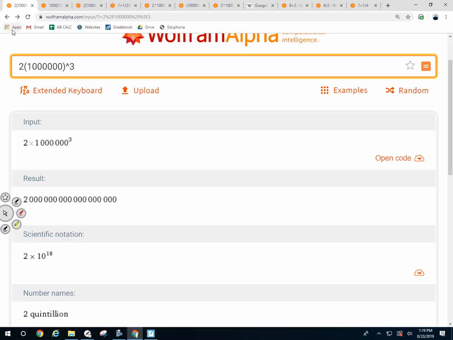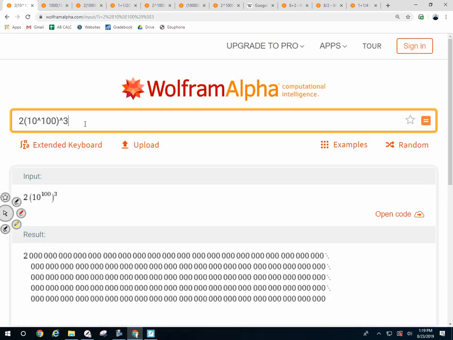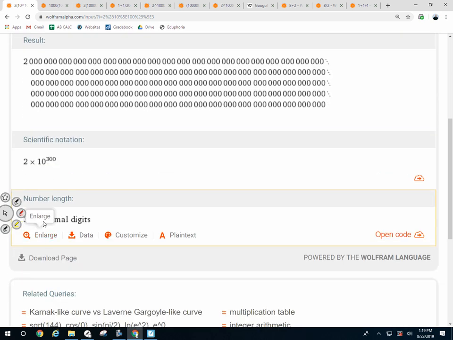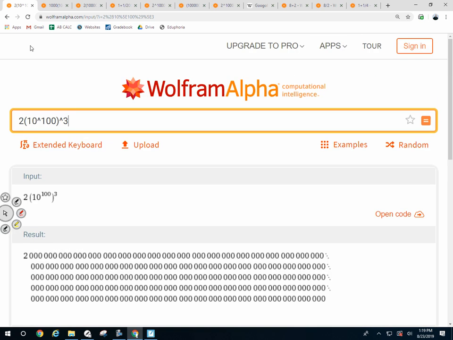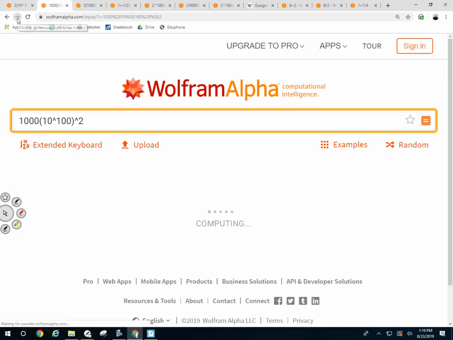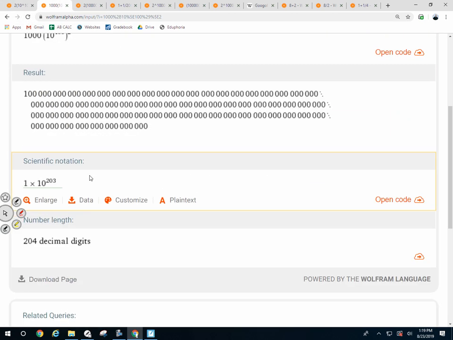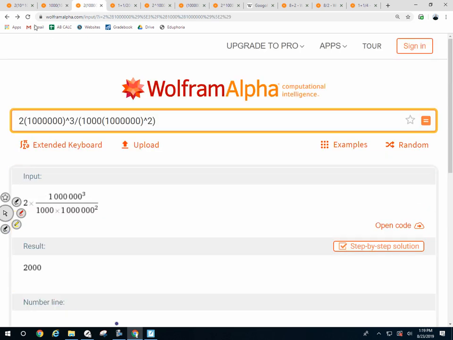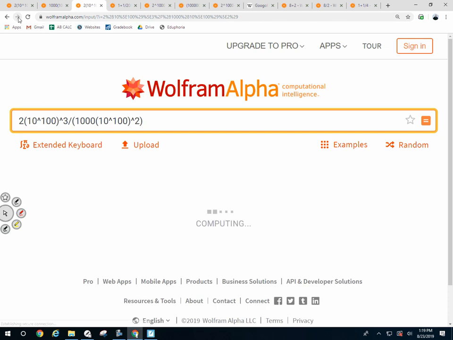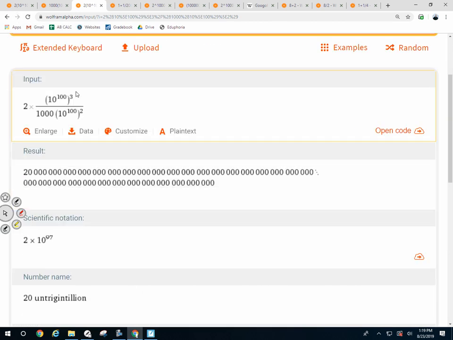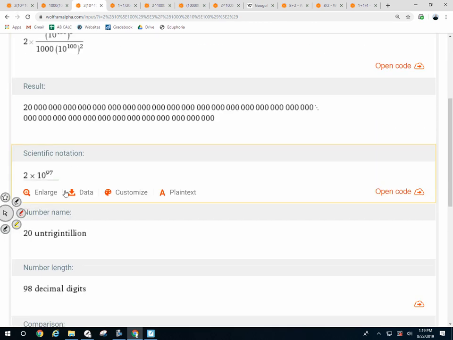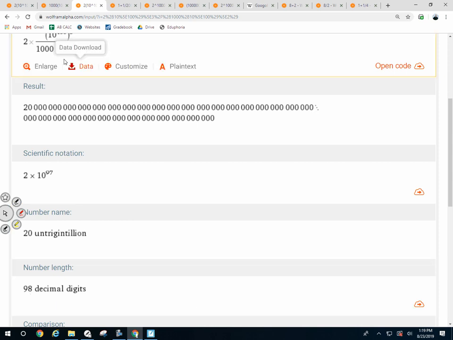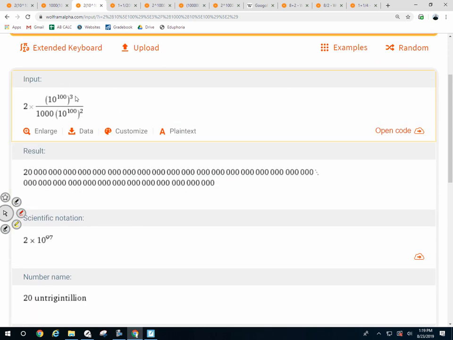Watch what happens if I plug in a Google. Well, a Google cubed times 2 gives me something that's 301 digits big. A Google squared is a big number, for sure. It's 204 digits large. But if I divide the two to compare the relative sizes, turns out the Google cubed is 98 digits times the size of the Google being squared. It's that many times bigger.